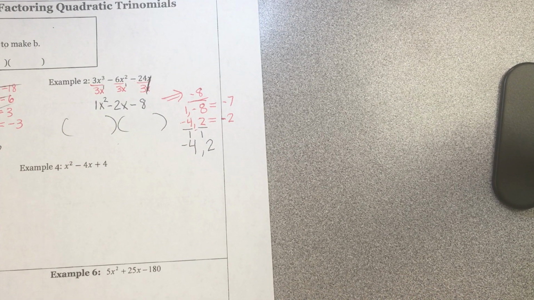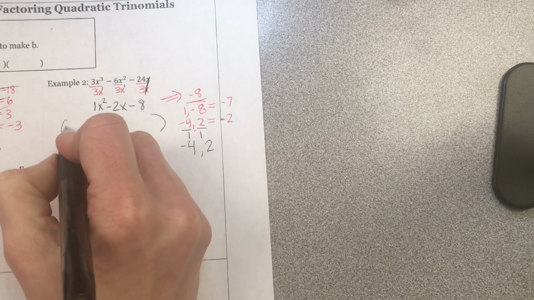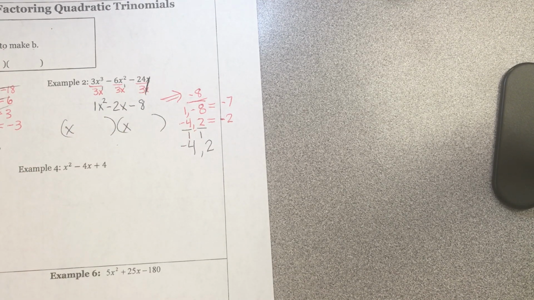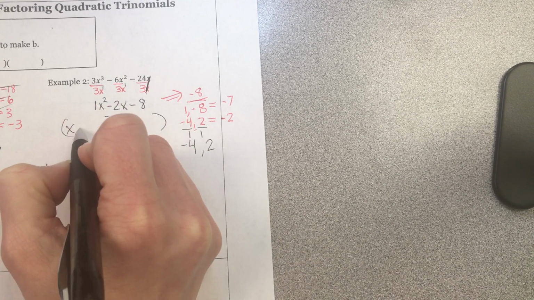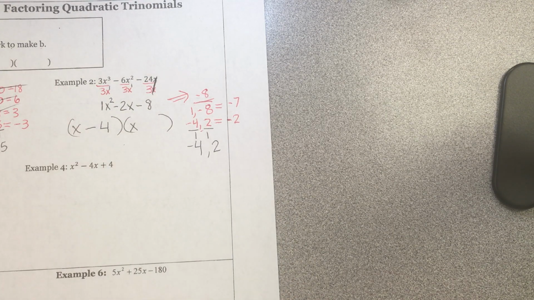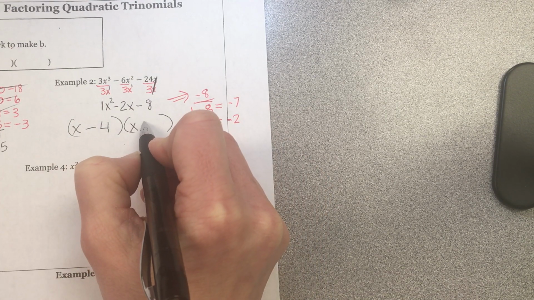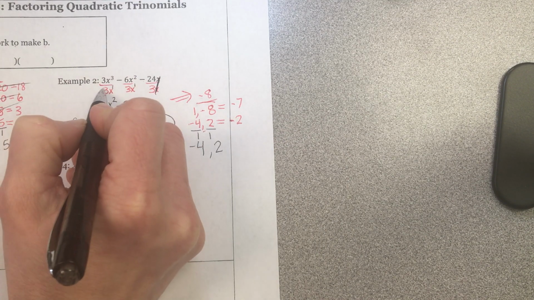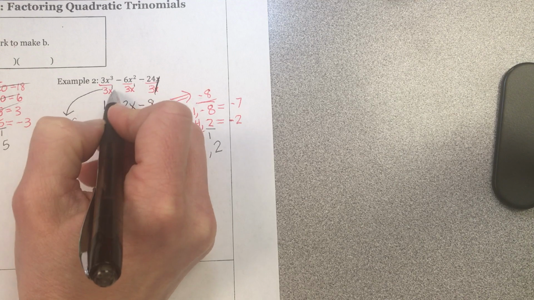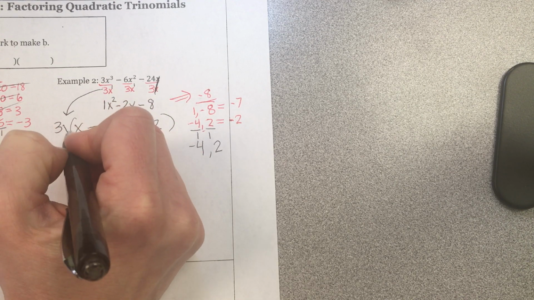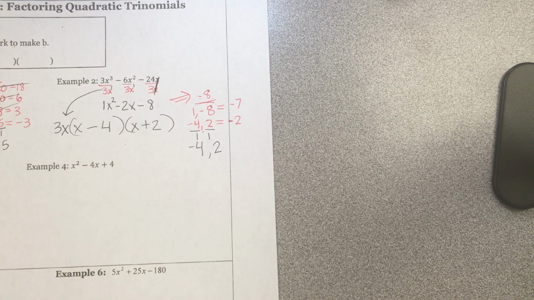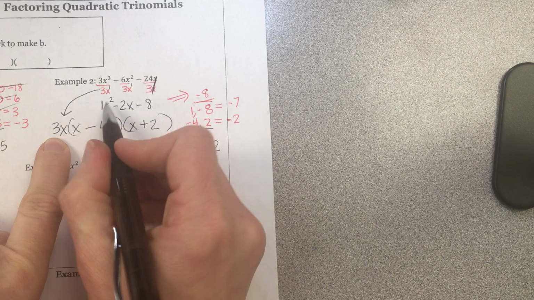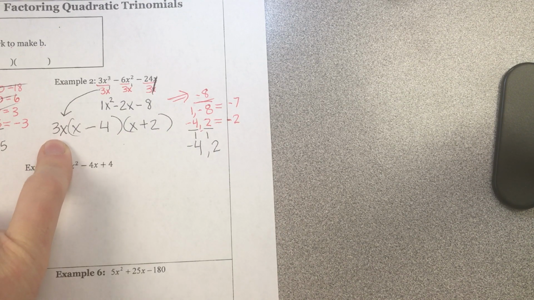Parentheses, parentheses, x and x, and then negative 4, which is the same thing as minus 4. 2 is positive, so I'm going to put plus 2. One thing you'll see on your test or quiz is they'll put the GCF out front. It'll be multiple choice, so you don't have to think, oh my gosh, what if I forget that? But that's what that is. That's the GCF, and they'll throw it out front for the answer.